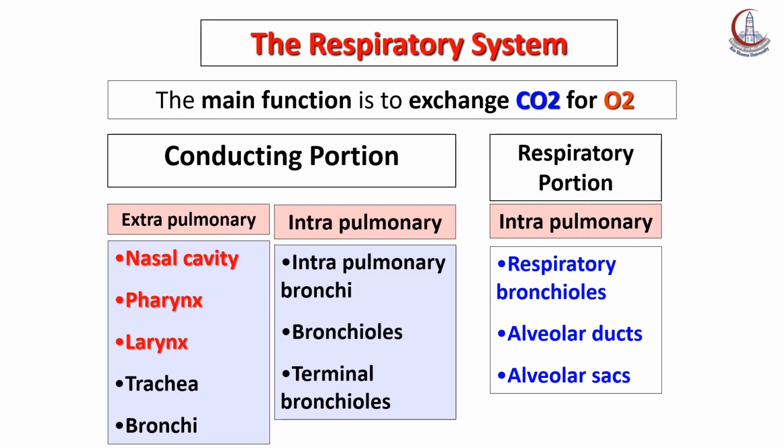The respiratory portion, we have three parts: respiratory bronchiole, alveolar ducts, and alveolar sacs. These three parts together called respiratory acini. We will take the diseases of nasal cavity, pharynx, and larynx today.